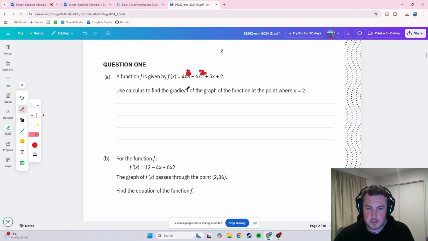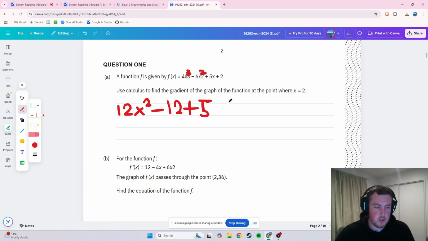Alright, so looking at this, I think it would be, so we do 4x to the power of 3, which would be 12x squared minus 12x plus 5. What do I do with the 2 on the end?